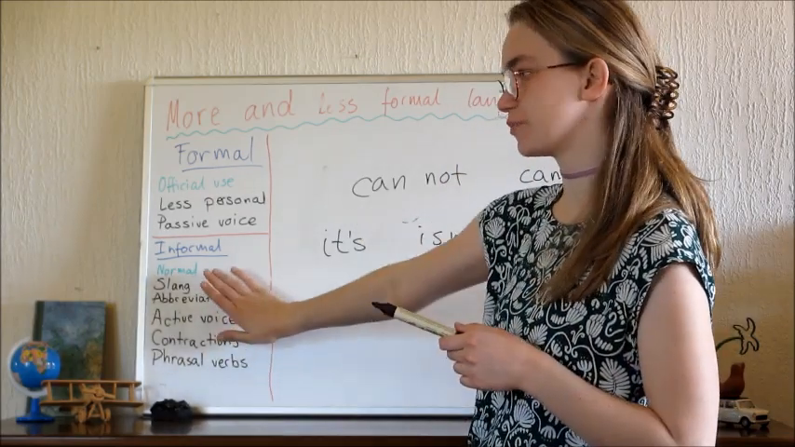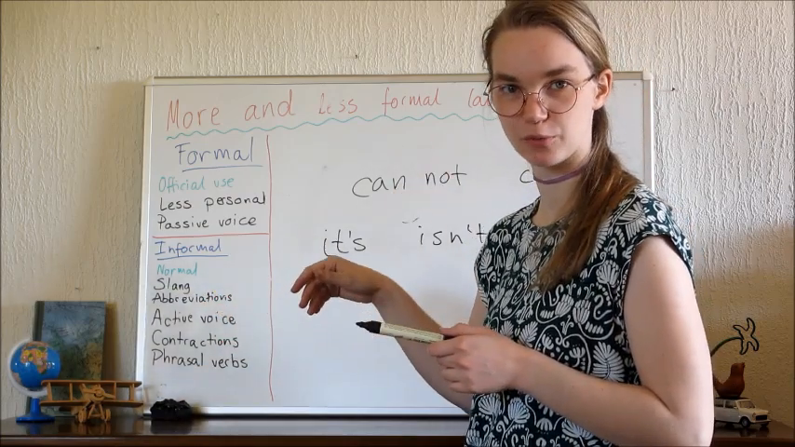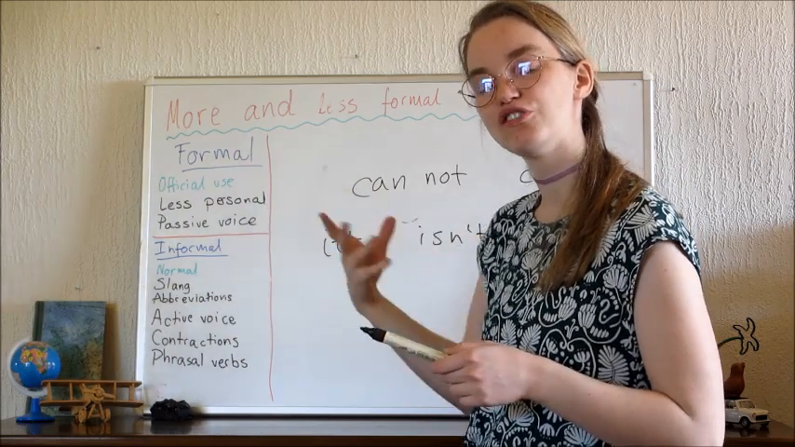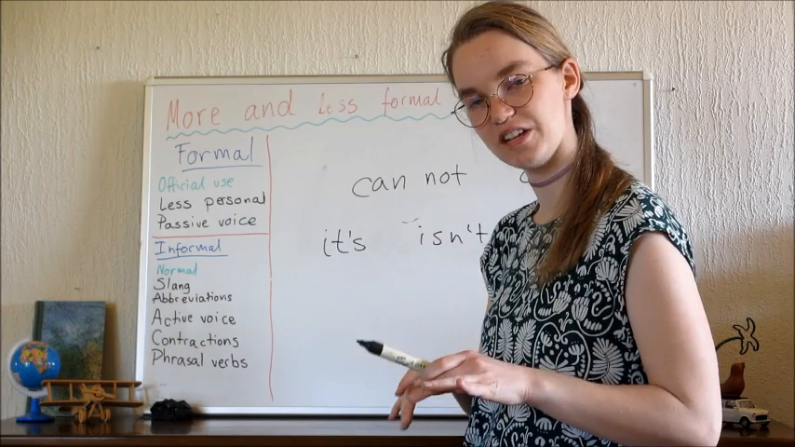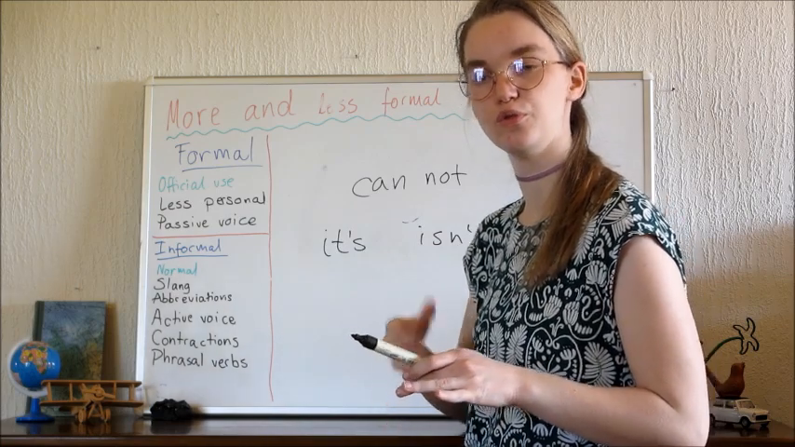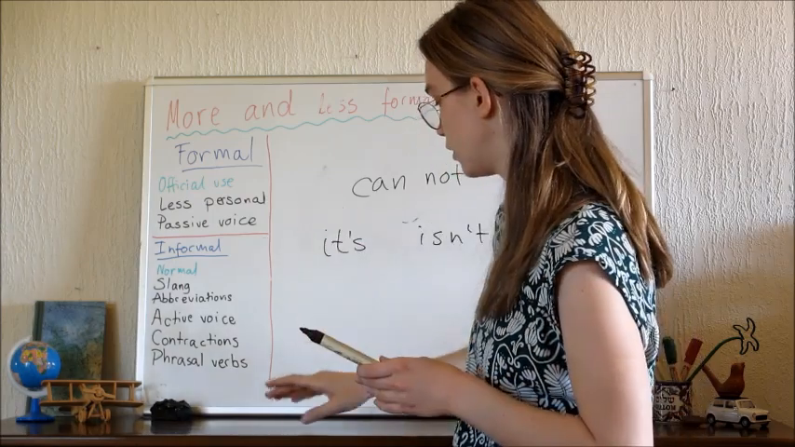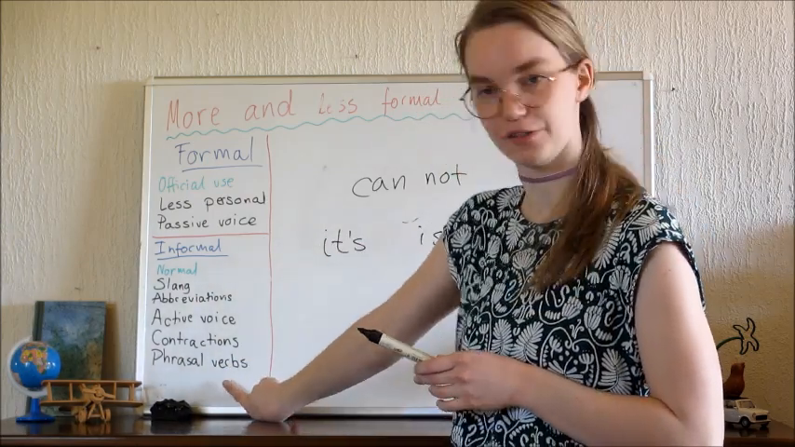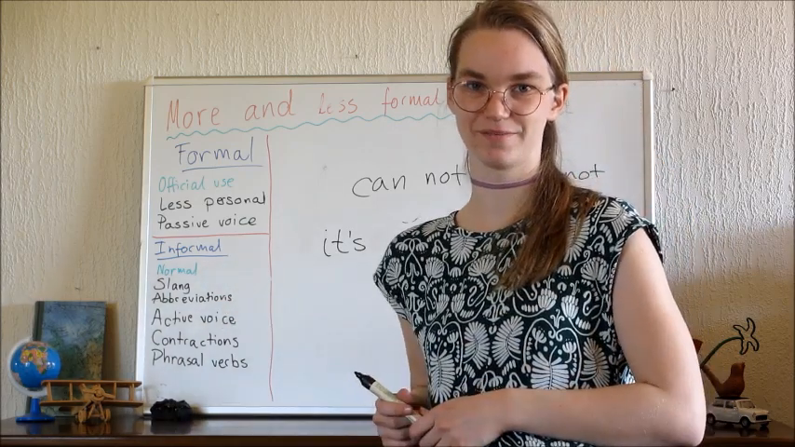So when you're just writing with a friend, talking with a friend, just use informal, that's the normal way. And the formal is for more official business, and that's when you don't want to write the same way that you usually speak, or speak the same way you usually do. So that's contractions. We also have phrasal verbs, and these are also for informal voice.